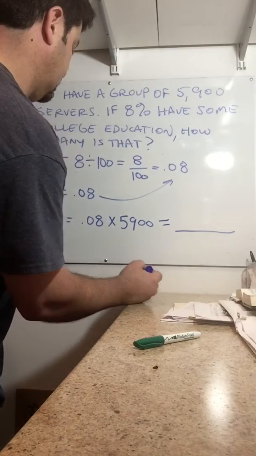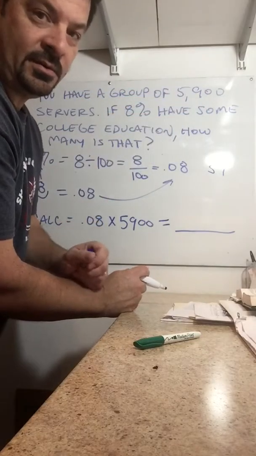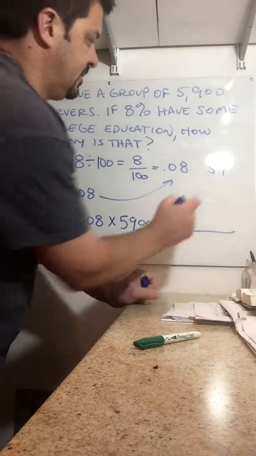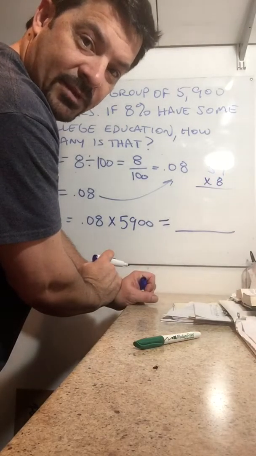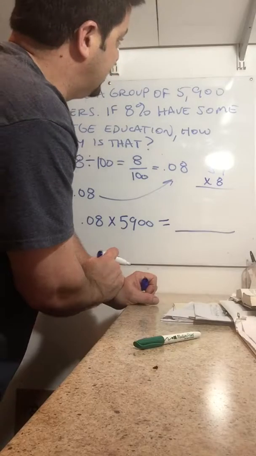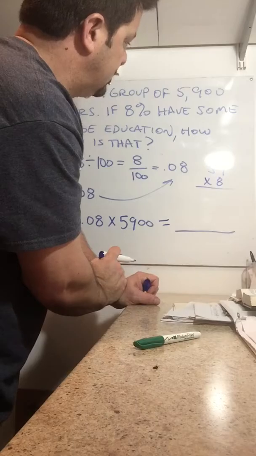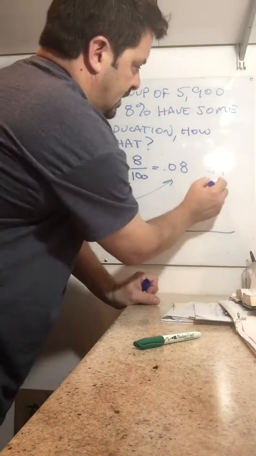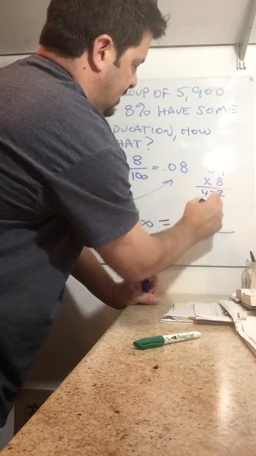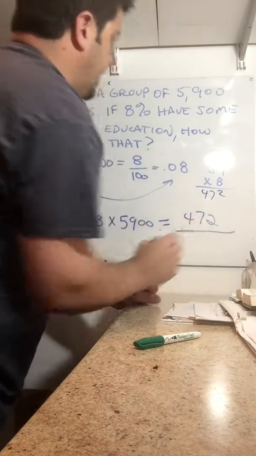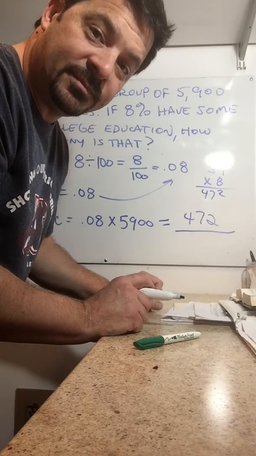One thing we could do, actually would be not too hard, would be to take 59, because there's 5,900, times 8, because I know out of it, there's 8 out of every 100. So if I have 59 hundreds, 9 times 8, 72. 5 times 8. Out of this group of 5,900, it's more than likely that about 472 of them have some sort of post-secondary education.